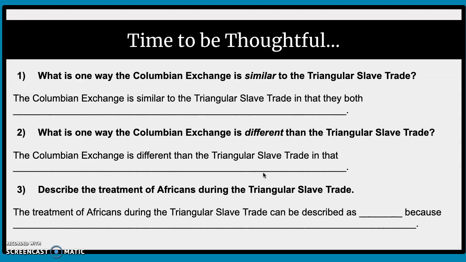3. Describe the treatment of Africans during the triangular slave trade. The treatment of Africans during the triangular slave trade can be described as blank because, use the second blank to describe the word you chose to describe Africans during the triangular slave trade.